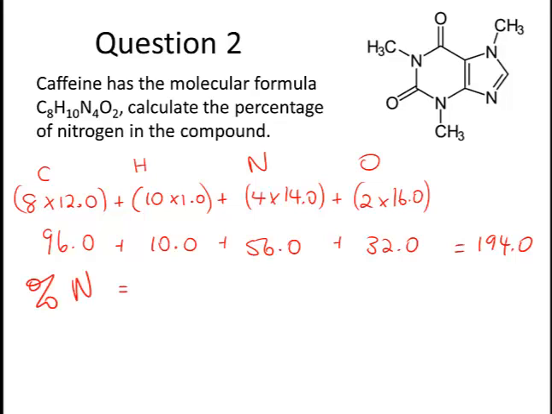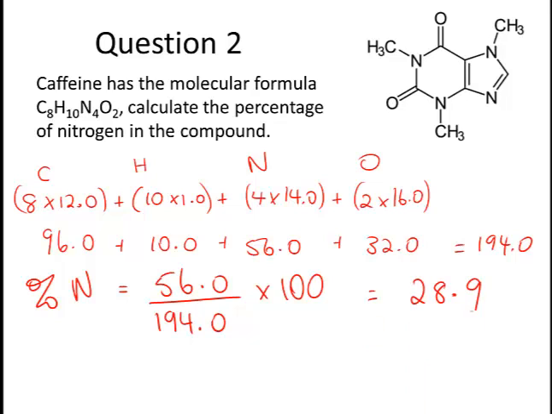Now to work out the percentage of nitrogen, as that is what the question has asked, we take the mass of nitrogen in the compound, which is 56, divide this by the molar mass of the compound, which is 194, and to convert to a percentage, multiply by 100. When we do this calculation, we end up with 28.9, or to 2 significant figures, 29%.